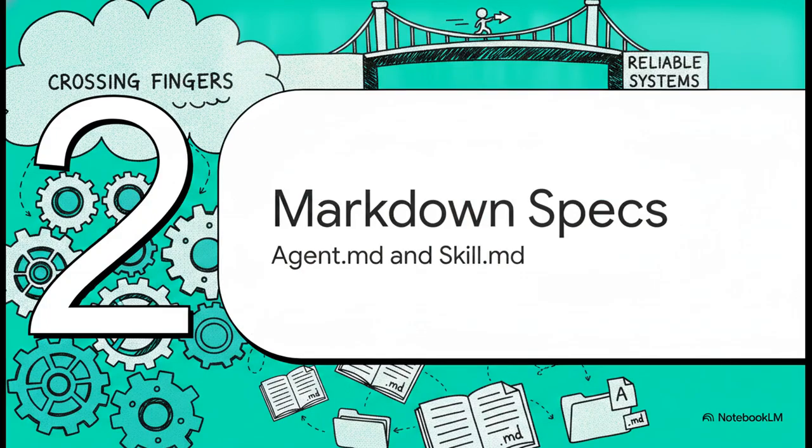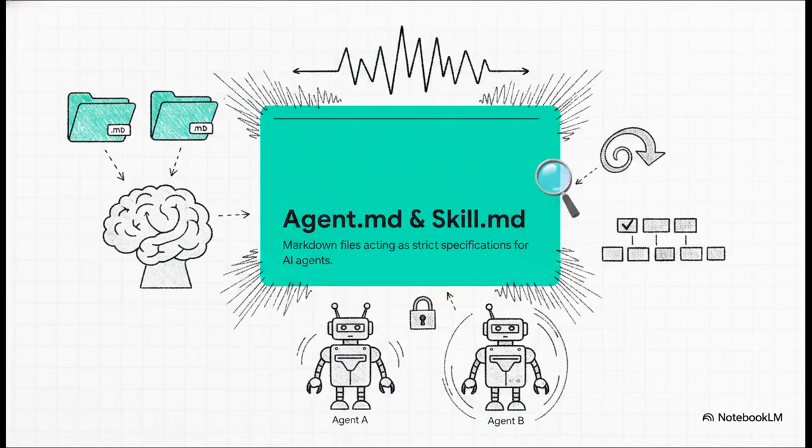Section 2. Markdown as specifications. This is where the methodology gets incredibly practical and honestly brilliant. The source material outlines using simple markdown files, specifically files named agent.md and skill.md, as strict specifications for AI agents. Now, as an experienced builder, you might be wondering, why markdown, right? Why not JSON or some dense XML schema?